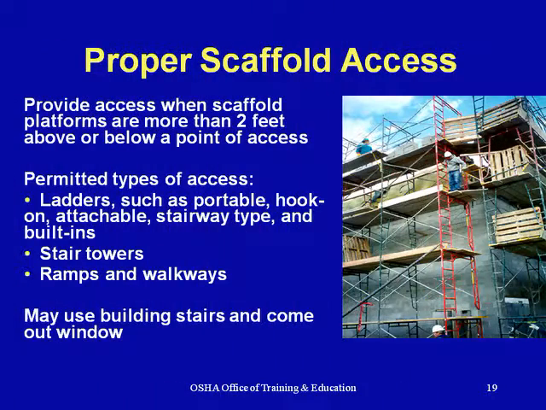Proper scaffold access. Provide access when scaffold platforms are more than 2 feet above or below a point of access. Permitted types of access: ladders, such as portable, hook-on, attachable, stairway type, and built-in; stair towers, ramps, and walkways. May use building stairs and come-out window.